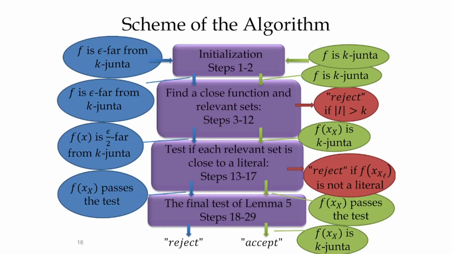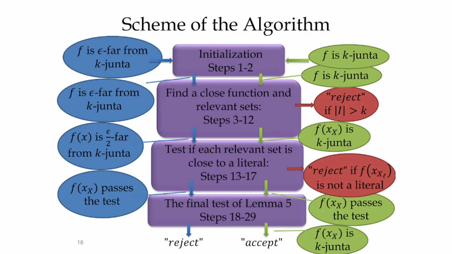Okay, so this is the scheme of the algorithm, and as you can see, we have two paths. The green path represents the path we will take with our input function being a k Junta, and the blue path over here on the left represents the path we will take if the input function is epsilon far from every k Junta. In this paper, we will split the algorithm into 4 parts, which are the purple rectangles over here.